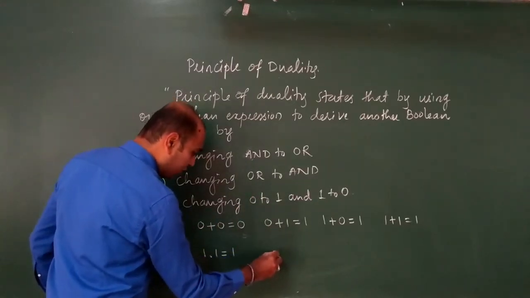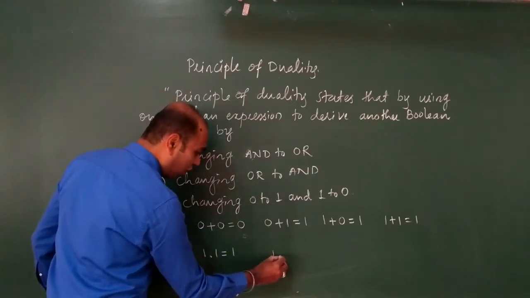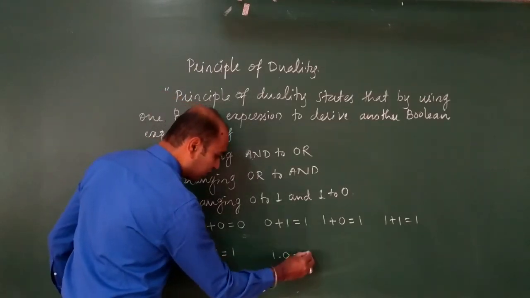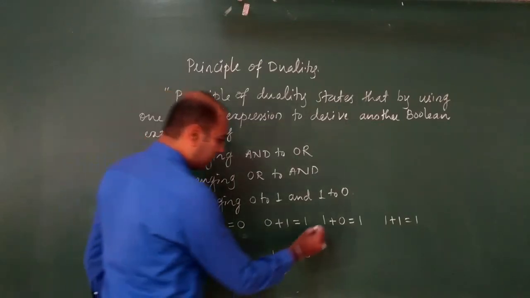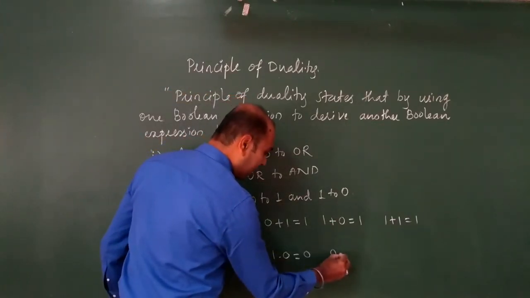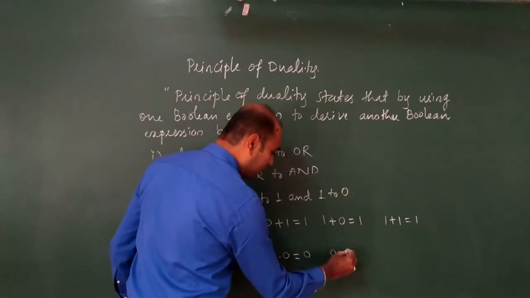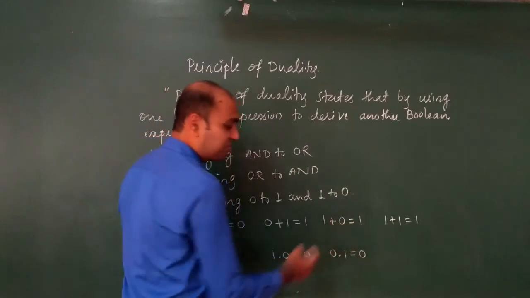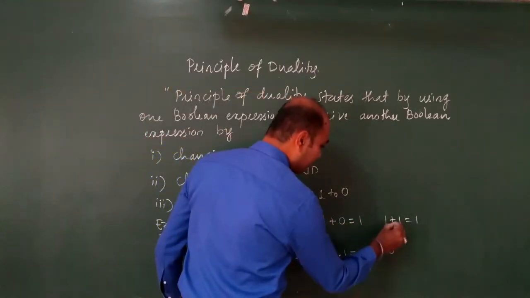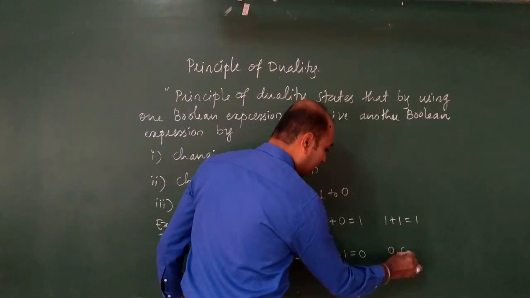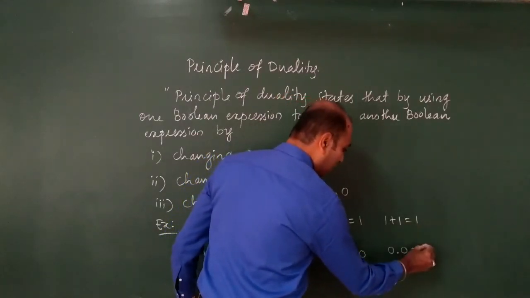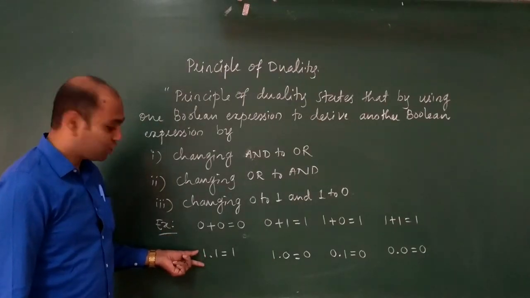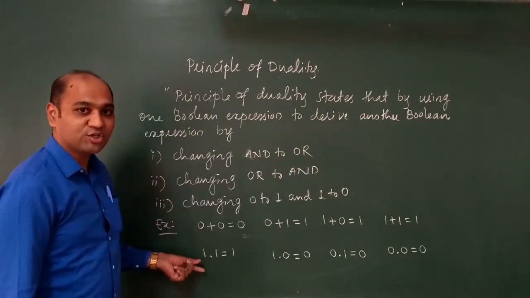That is, 0 will become 1. This OR operation will become AND operation. This 1 will become 0 and equal to, this 1 will become 0. Yes. Next, 1 will become 0 and OR will become AND, this 0 will become 1, and the result is 0. Yes. 1 will become 0, so this 1 will become 0. OR will become AND, this 1 will become 0 and equal to, 1 will become 0. You can see that we have derived the AND relation from the OR relation.